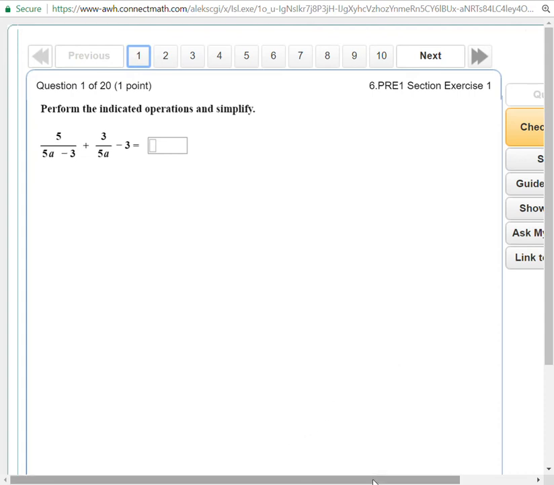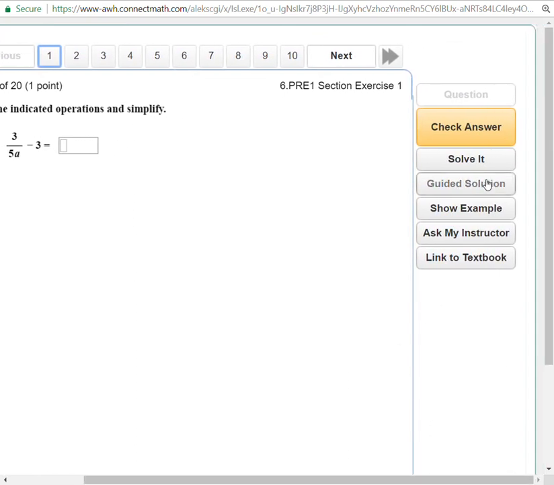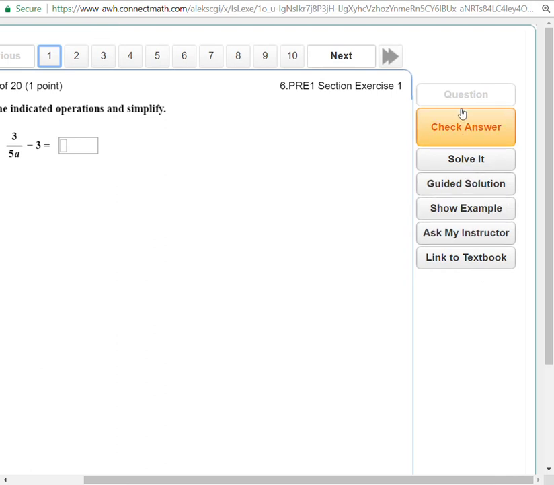In McGraw-Hill's Connect Math Intermediate Algebra by Julie Miller, 3rd edition, we can see that there are some additional resources over here on the right-hand side that we can use to help us with this problem. Checking the answer is just going to give you the answer.